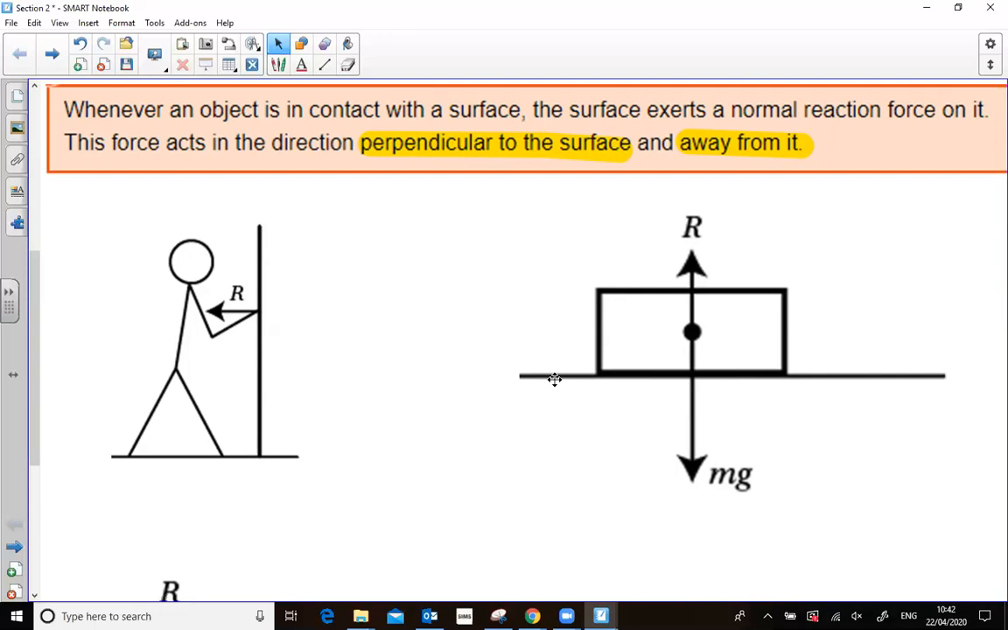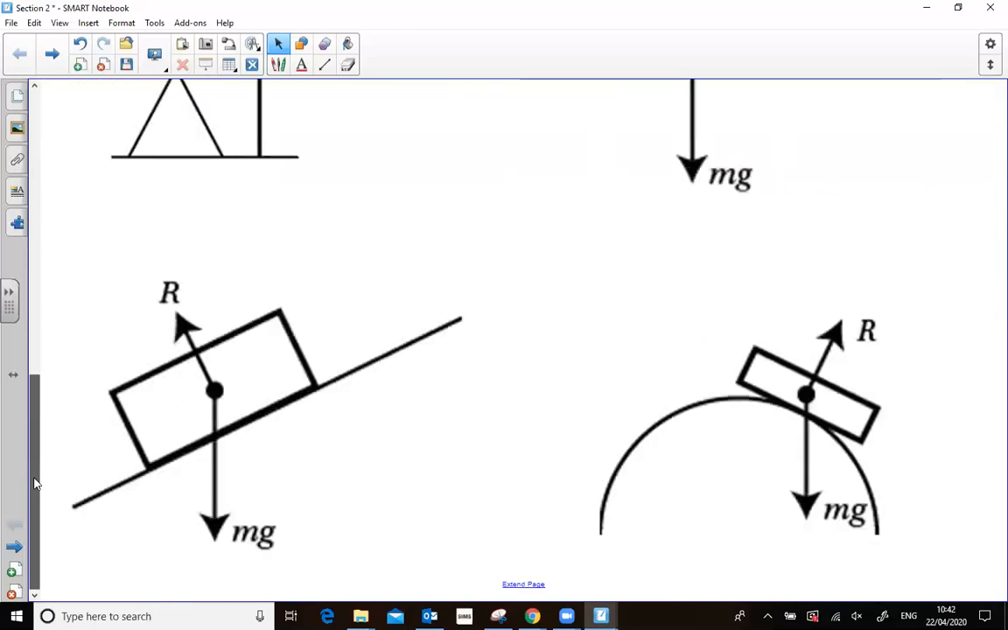If you look at this box resting on the table, the weight is pulling the box down, and now we have a normal reaction force that goes perpendicular to the surface of the table and away from it. And here we have a box resting on a slope, and the weight, remember, always points vertically downwards, but the normal reaction force always goes perpendicular to the surface. So this time it goes perpendicularly upwards and away from the surface.